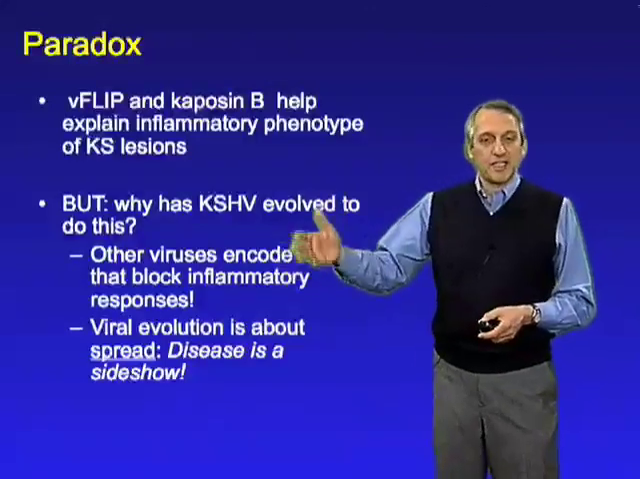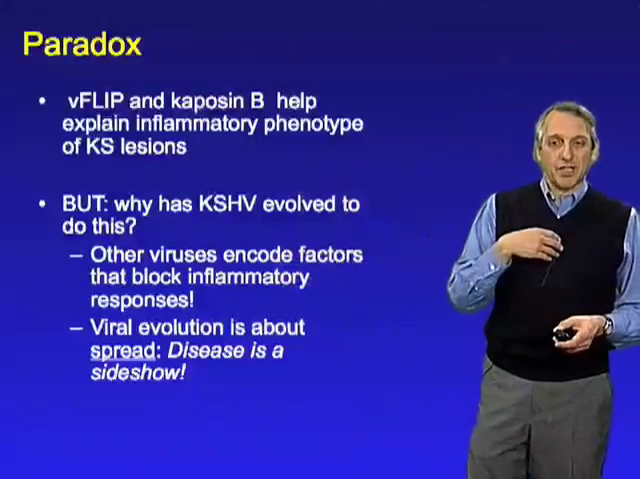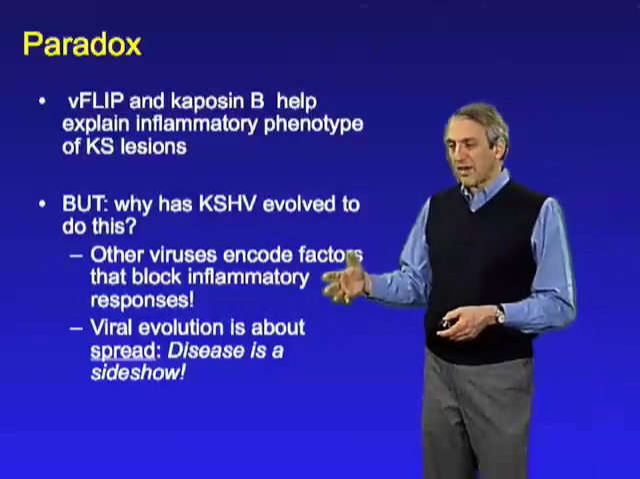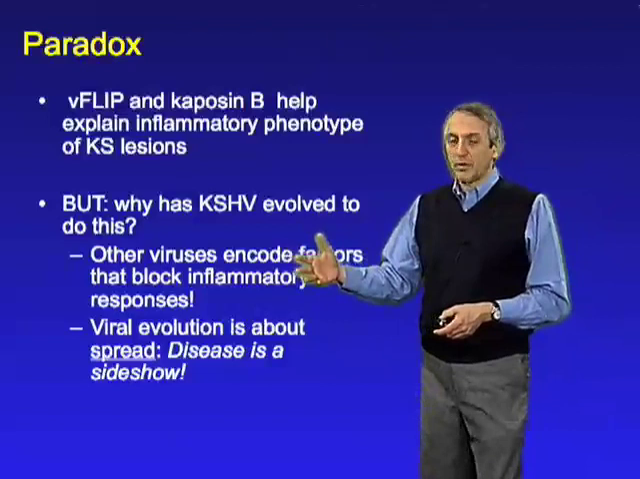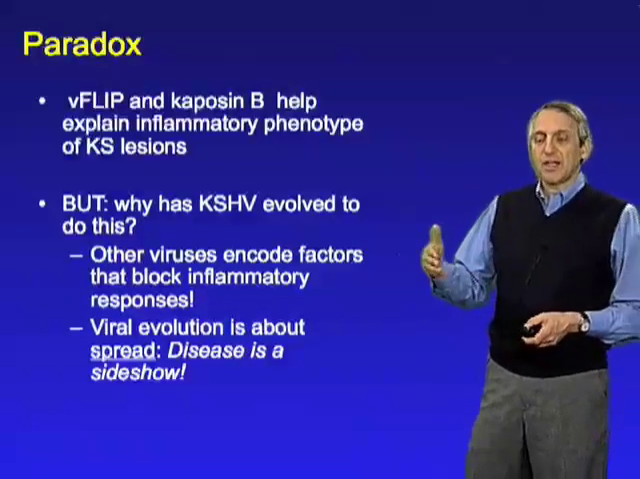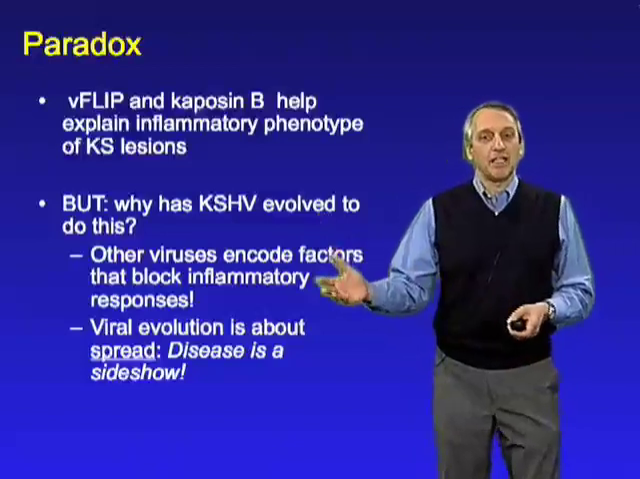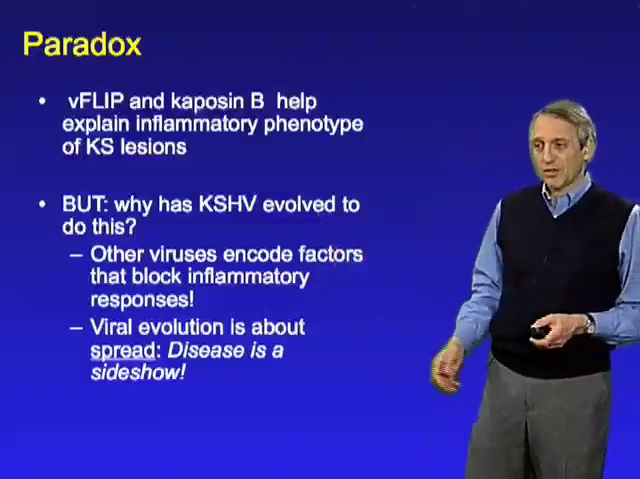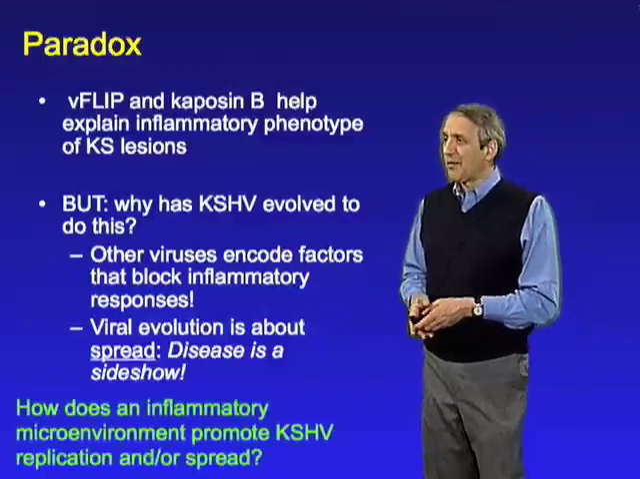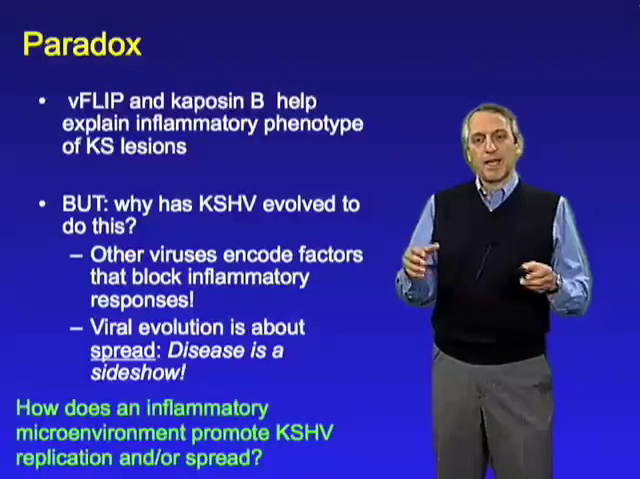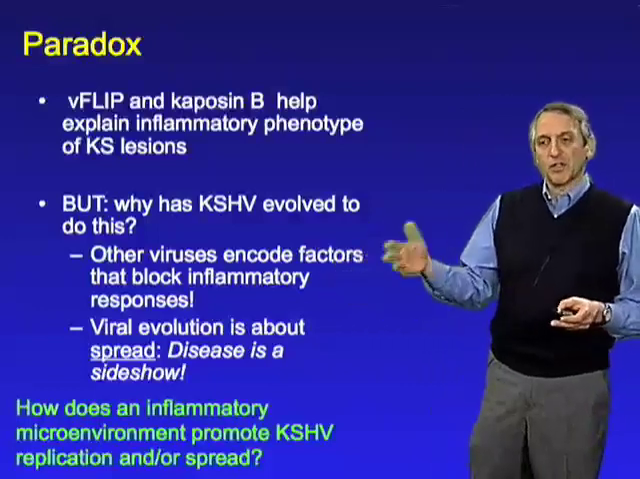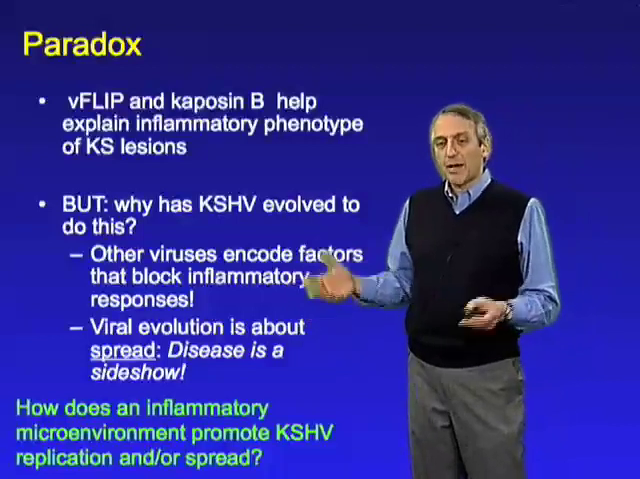There are examples of diseases that promote spread. Respiratory infection is very efficiently spread by causing disease. But for most viral diseases, disease is a sideshow. And that is certainly true of KS. KSHV spread in the population is not materially enhanced by the 1 in 10,000 people who are going to develop KS. So here we have a paradox, and we have to presume that somehow promoting a pro-inflammatory environment is somehow beneficial to KSHV spread. How might that operate?